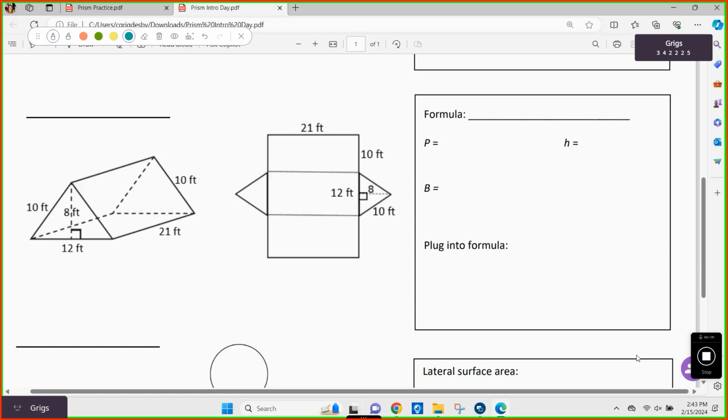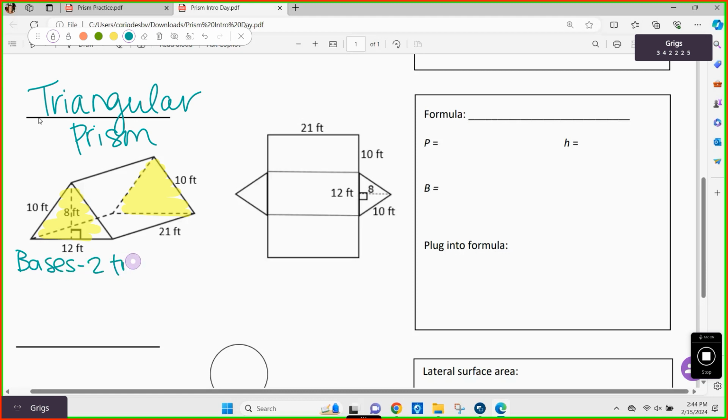What shape am I looking at right here? Triangular prism. Alright, and on a triangular prism, what are our bases? The triangles. So our bases are the triangles. You know what? I'm going to highlight. We're highlighting bases, so highlight your bases. And I'm even going to label, so if I look back at this, I know my bases are the two triangles.